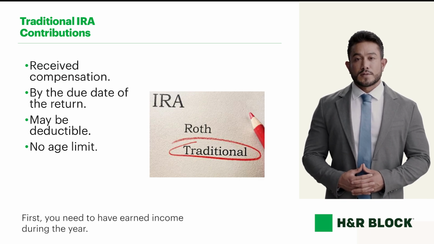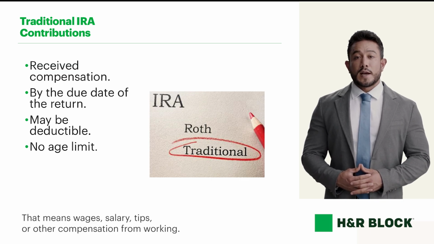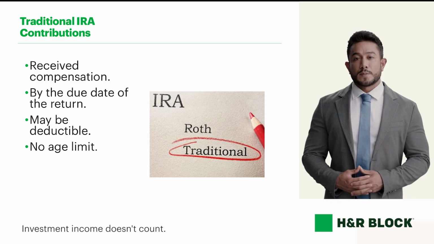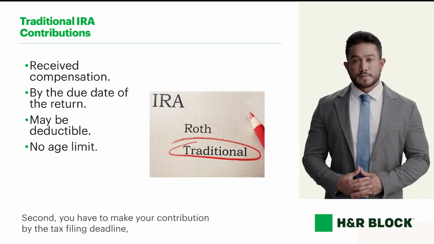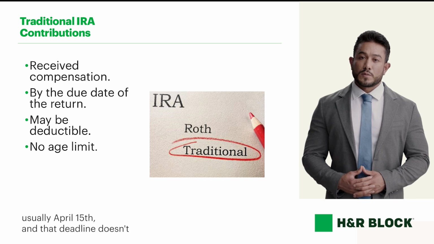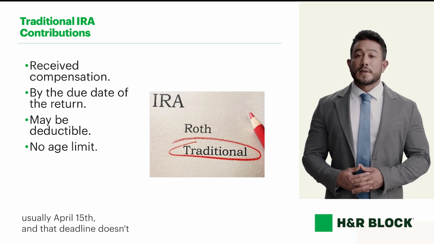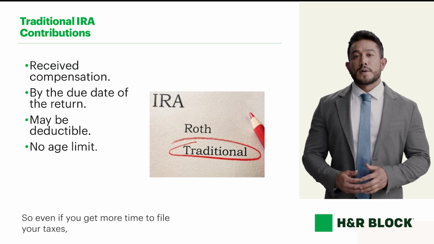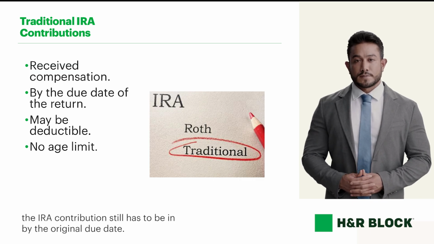To contribute to a traditional IRA, there are a couple of key things to keep in mind. First, you need to have earned income during the year. That means wages, salary, tips, or other compensation from working. Investment income doesn't count. Second, you have to make your contribution by the tax filing deadline, usually April 15th, and that deadline doesn't include any extensions you might file for your return.